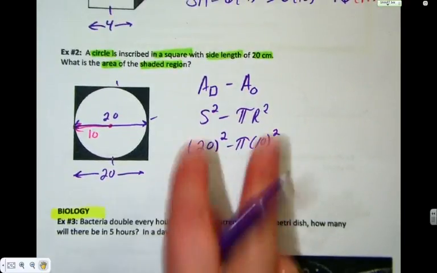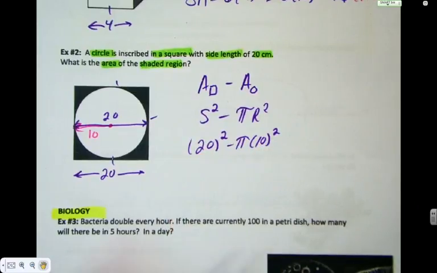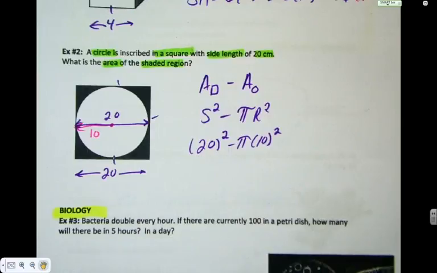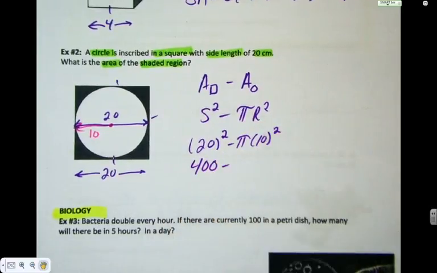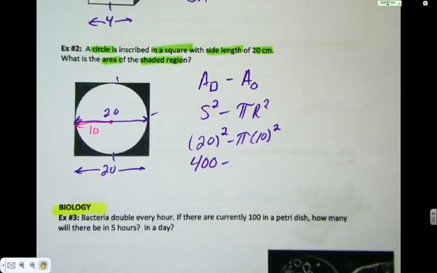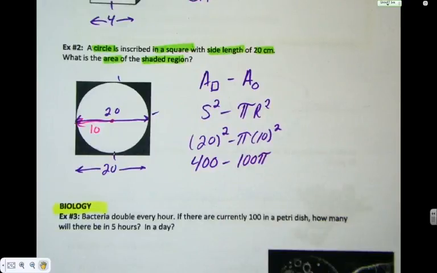Okay, brackets first. Can I do anything within the brackets? Nope, exponent comes second. 20 squared, you should not need a calculator. You can do 2 squared, which is 4, so 20 squared is going to be 400. 10 squared we would expect you to get without a calculator. 10 squared is 100, and I'm just going to stick it in front of the pi because we like coefficients to be at the beginning.